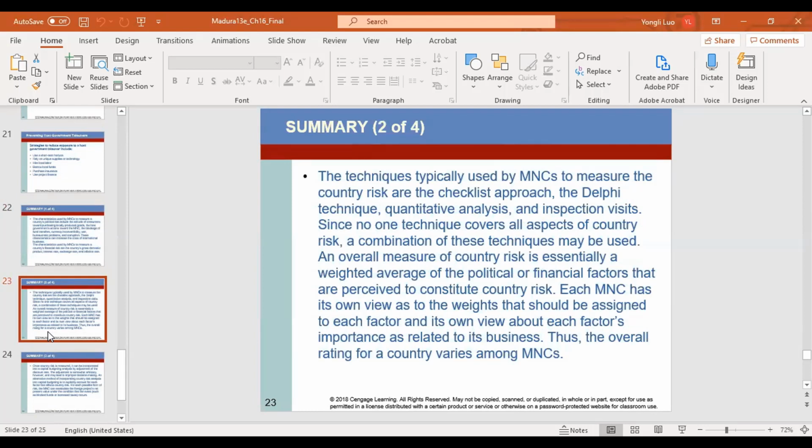The techniques typically used by MNCs to measure country risk are the checklist approach, the Delphi technique, qualitative analysis, and inspection visits. Since no one technique covers all aspects of country risk, a combination of those techniques may be used. An overall measure of country risk is essentially a weighted average of the political and financial factors that are perceived to constitute country risk. Each MNC has its own view as to the weight that should be assigned to each factor and its own view about each factor's importance as related to its business. Thus, the overall rating for a country varies among MNCs.